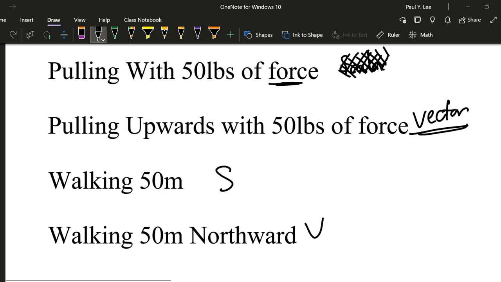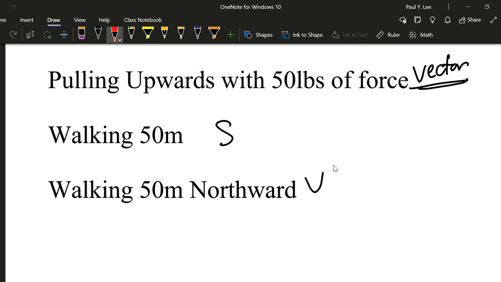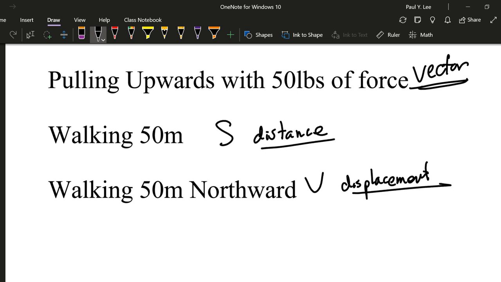All right, so you'll notice that I crossed out what I wrote here as a scalar. That's because in physics, variables are associated with either a vector or a scalar. It can't be both. So what that tells us down here is if you walked 50 meters, and we call that a scalar, there's a very specific term for this. This is what we call distance. And if you walk 50 meters northward, this is what we call displacement. And in that video, we'll go over exactly how you can determine the two.